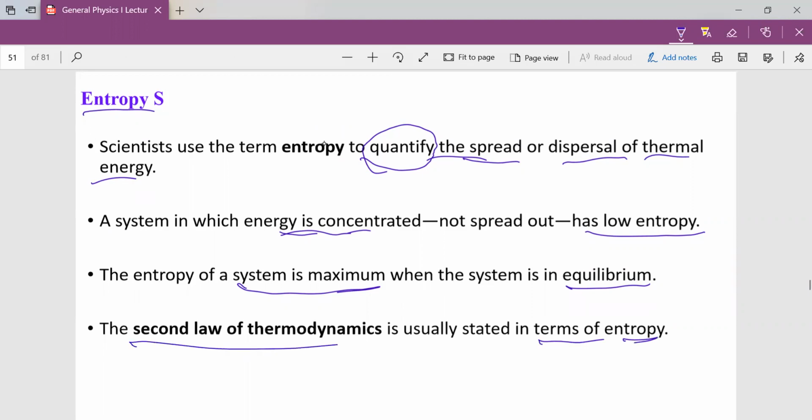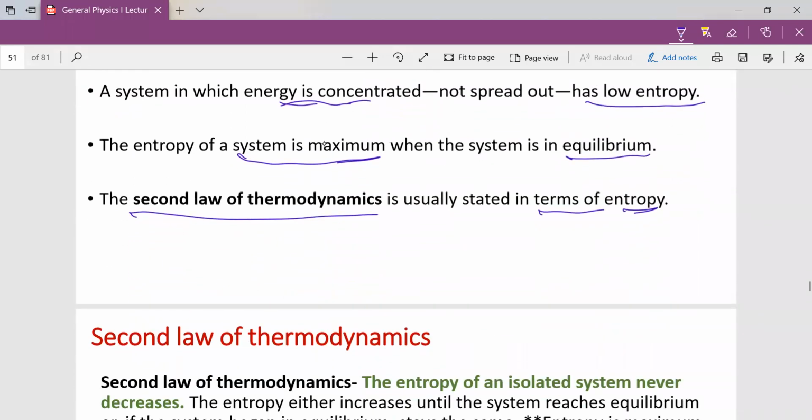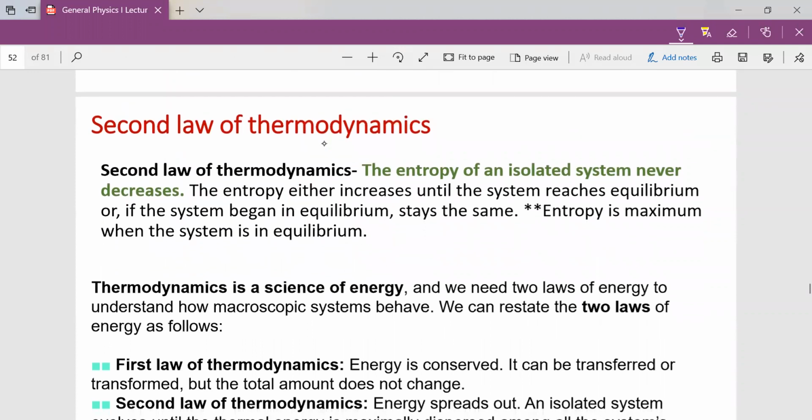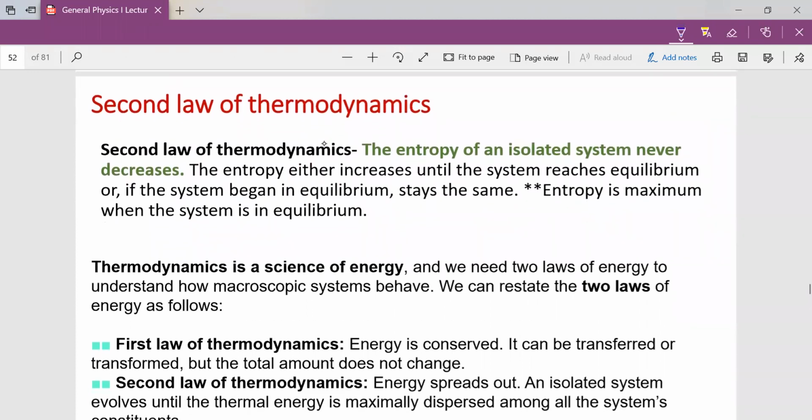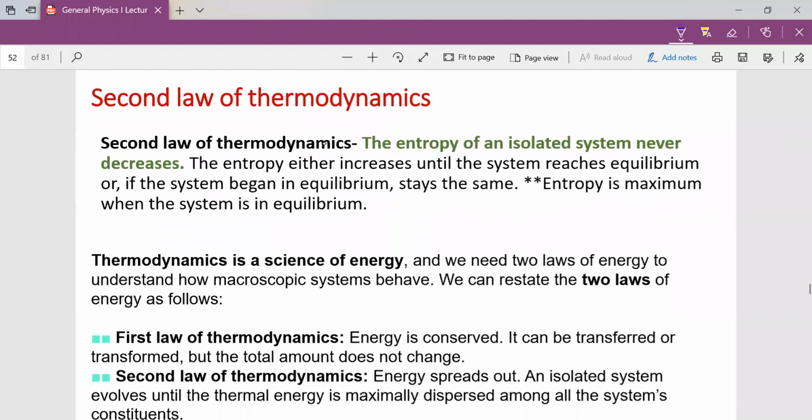So let's see the definition of the second law of thermodynamics as it applies to energy. Okay. So the second law, simply put, says the entropy of an isolated system never decreases. The implication of this statement is simply that the thermal energy process is irreversible. Okay, so it's never going to go back to its original state.